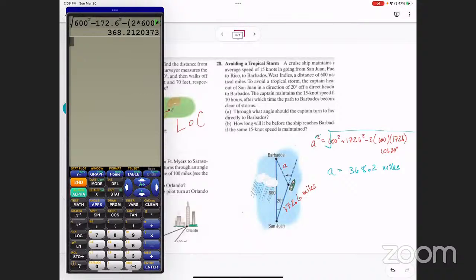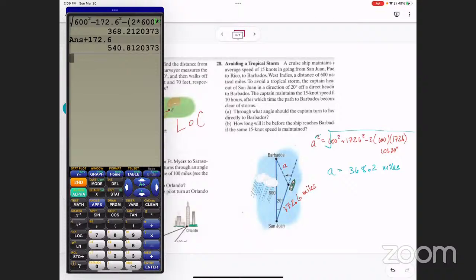That doesn't really make sense to me. If you look at that picture, if I added those two numbers together, aren't I going to be smaller than 600? Should be bigger than 600. Plus 172.6. Let me just see. Yeah, so something's not right with that calculation, or maybe with how we punched it in. Did we punch it in wrong?